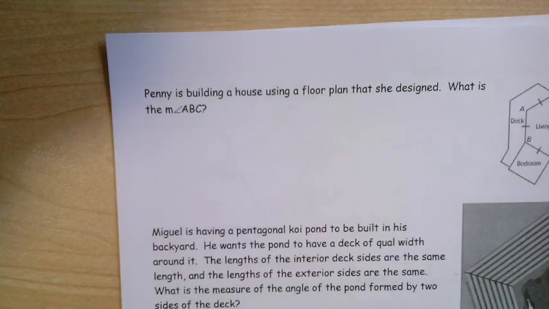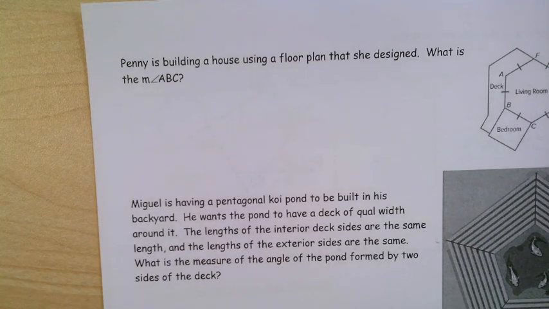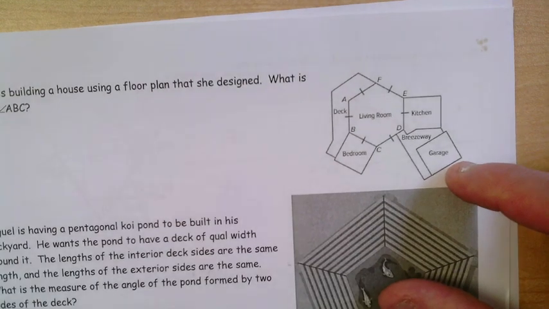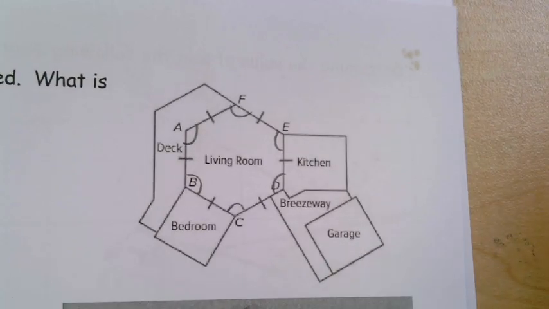It says here that Penny is building a house using a floor plan that she has designed. What is the measure of angle ABC? Now, what I want you to see as you look at this picture is that this shape is meant to be a regular polygon, meaning each of these angles is congruent. So if you want to figure out the measure of one of those angles, there you go, that looks better.